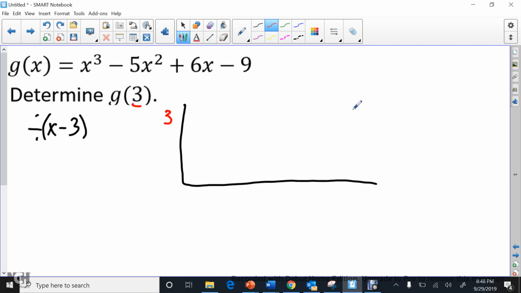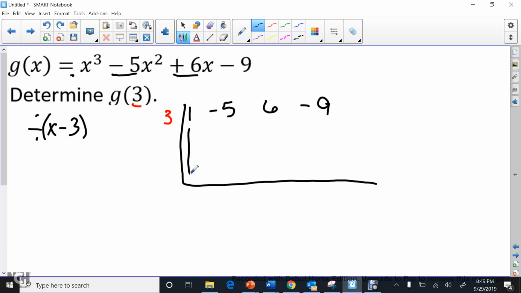Now, inside here, we have our dividend. Our dividend, we are only going to write the coefficients. So in front of this x cubed, I have a 1, even though I don't see it. In front of this, I have a negative 5. I see a 6 here. And then I see a negative 9 here.